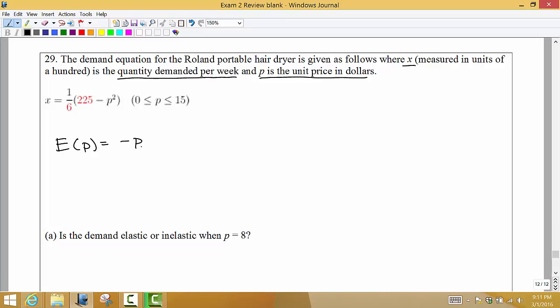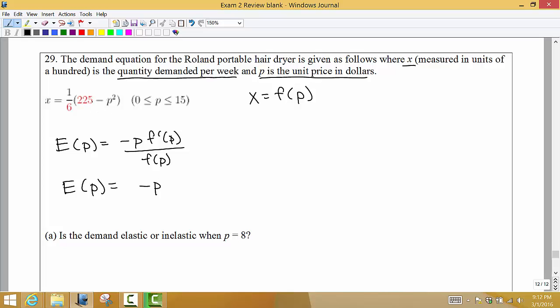And we are given in the last problem that it's negative P times the derivative of f of P divided by the original function f of P. That will be given to you on the test. First of all, we need to remind ourselves that X represents f of P. So P is our independent variable, and we plug in P, and then out comes the quantity. So when we're finding our formula for elasticity, it's negative P.